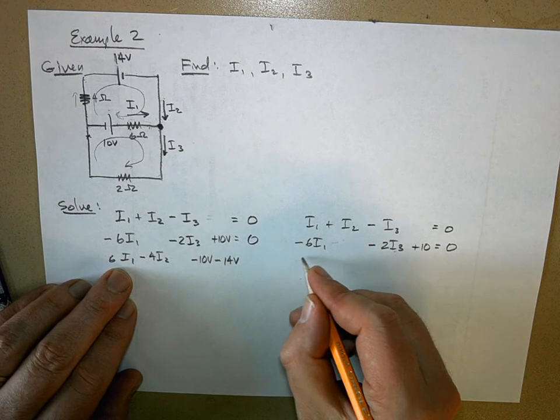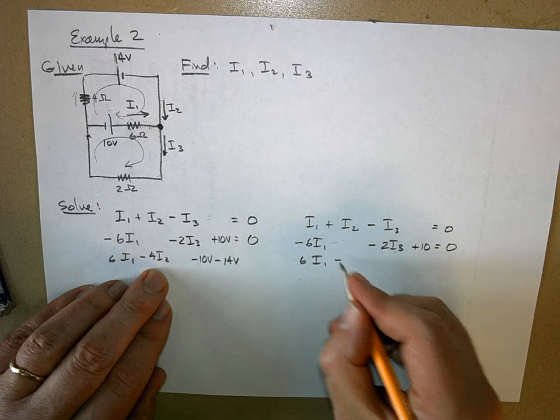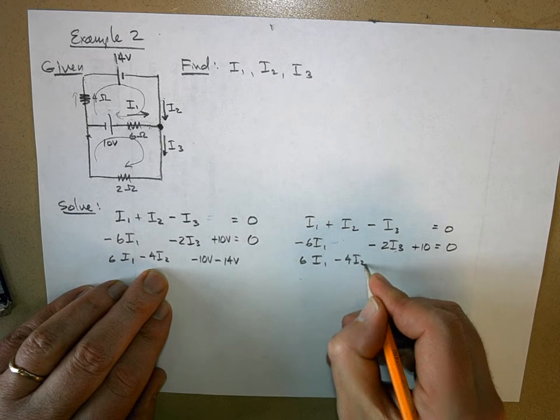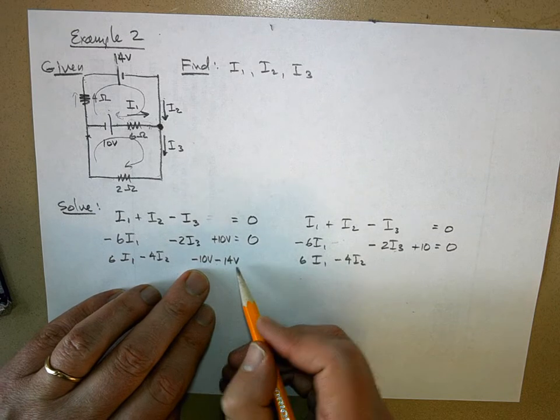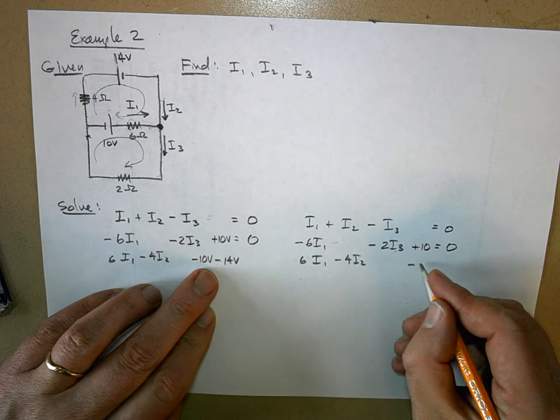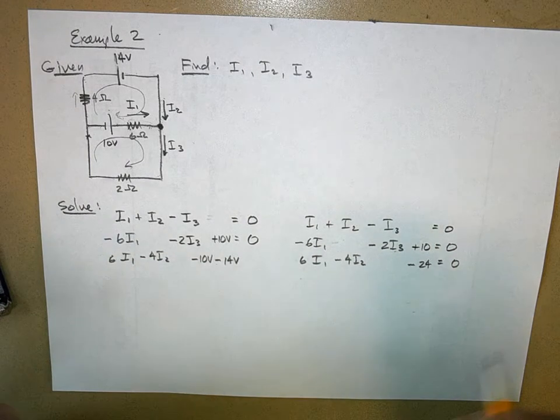6I1 minus 4I2. There's no I3, but look, I got minus 10, minus 14. That's minus 24 volts equals 0. Now I've got 3 equations and 3 unknowns.